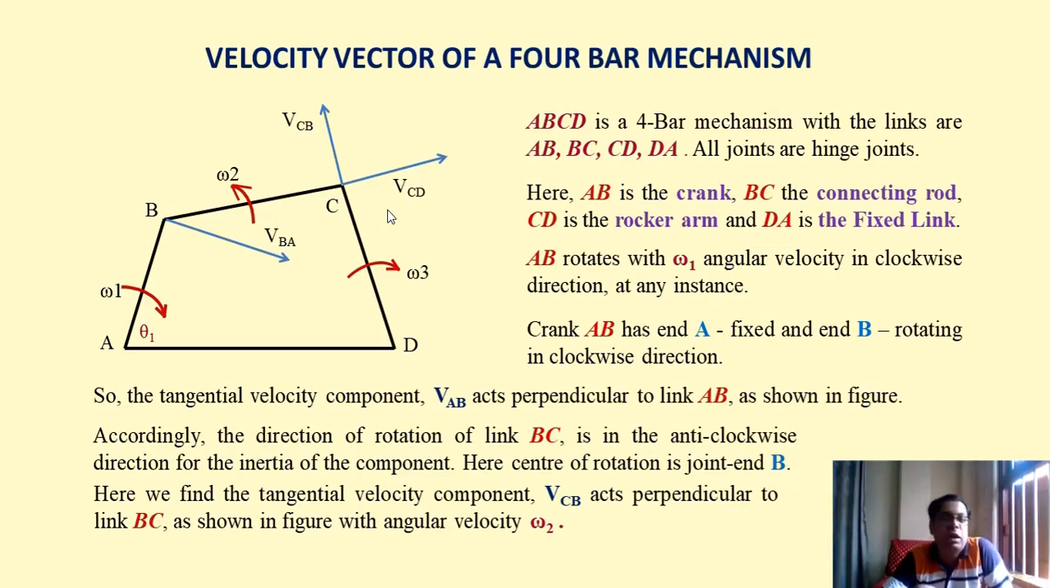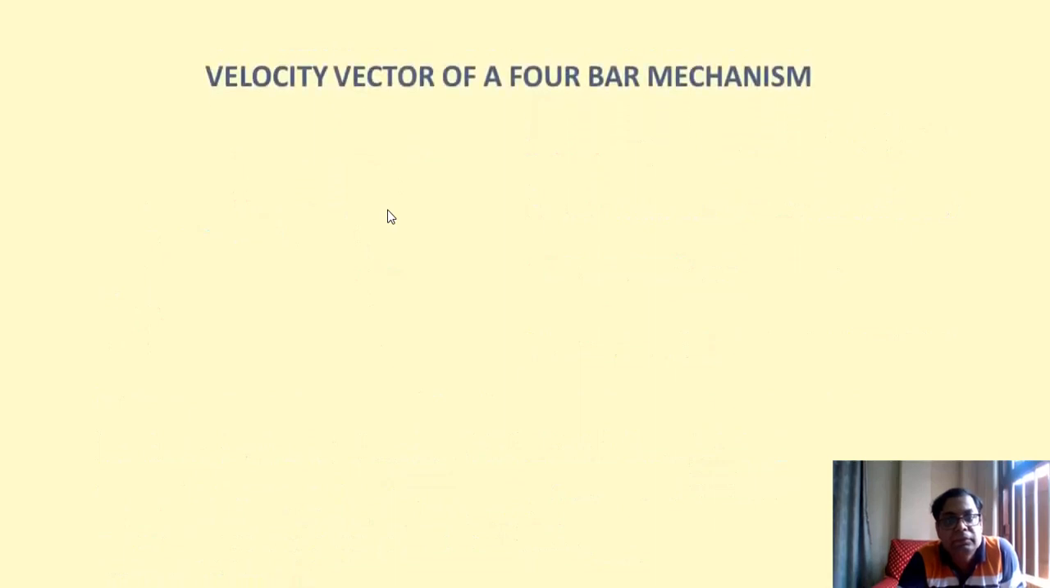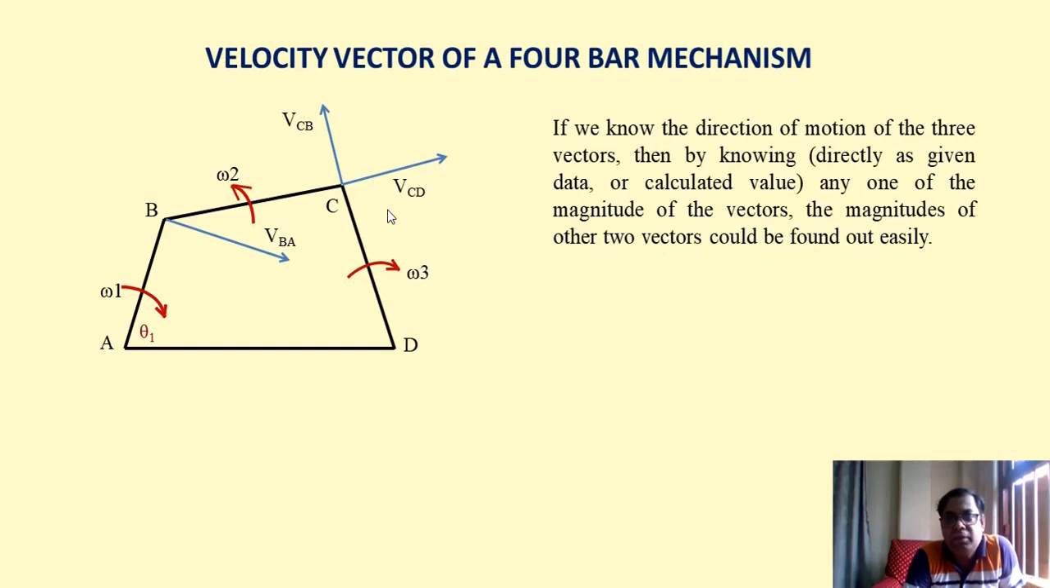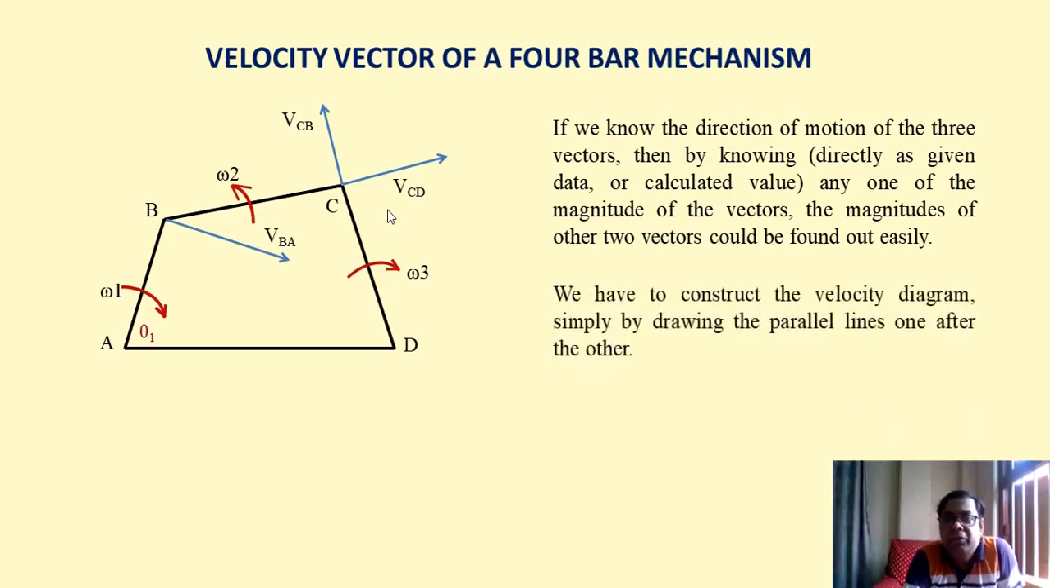We may not know right now the value of omega 2 and omega 3, but we have to calculate and find out if required. Now, if we know the direction of motion of the three vectors, then by knowing any one of the magnitudes, the magnitude of the other two vectors could be found out easily. We just have to construct the velocity diagram by drawing parallel lines one after another.